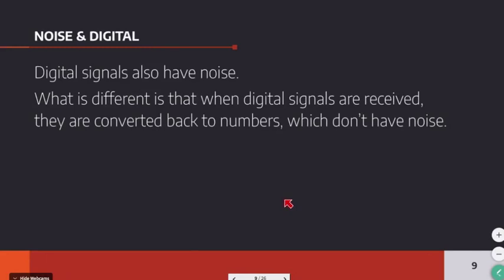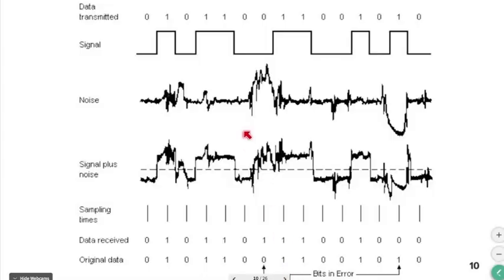Digital signals do have noise. The quality does get worse, but when digital signals are received, they're always converted back into numbers, and numbers don't have noise. If you had a 1 and a 1, you can still tell that it's 1. Just the fact my voice is messed up a little bit doesn't change the fact that it's still very obviously a 1.